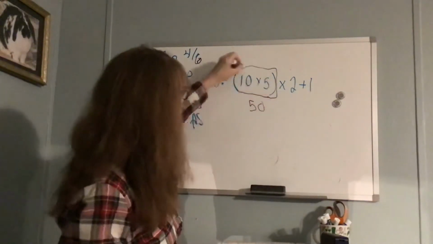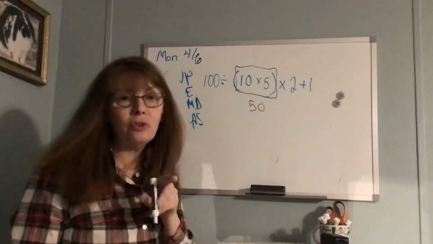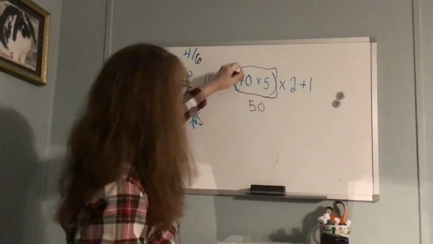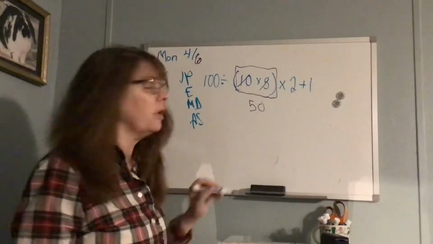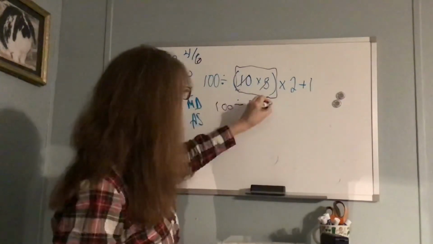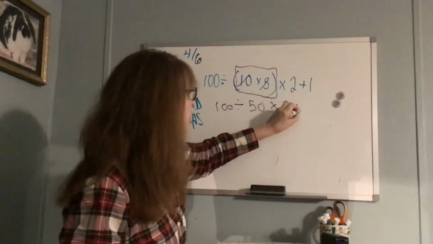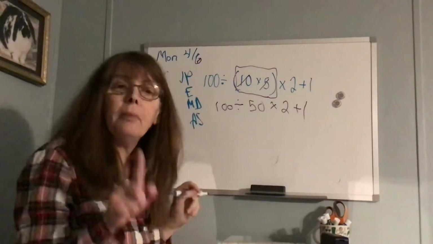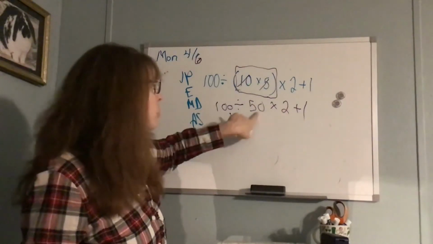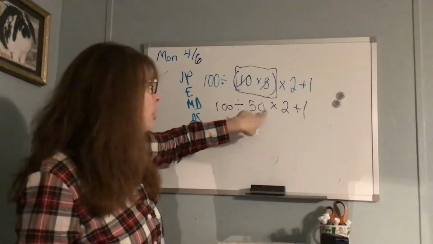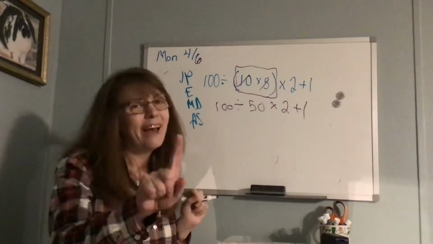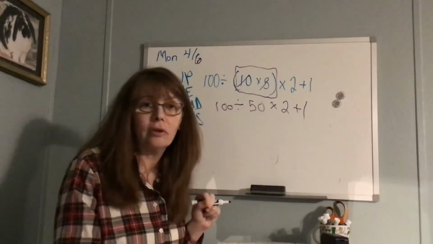Now, remember, we've used that 10 and that 5 already, so we're not going to use the 10 and the 5 again. Just go ahead and cross those off and bring down everything else we have. Now, when you see PEMDAS, you might be tempted to do the multiplication problem first. That means we would say 2 times 50 is 100. 100 divided by 100 is 1. That's not the right answer, okay?